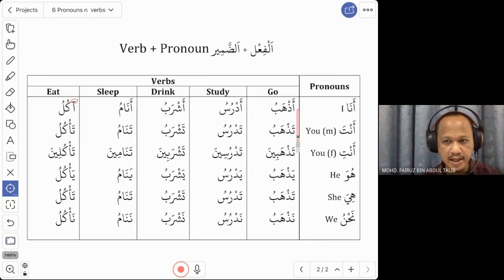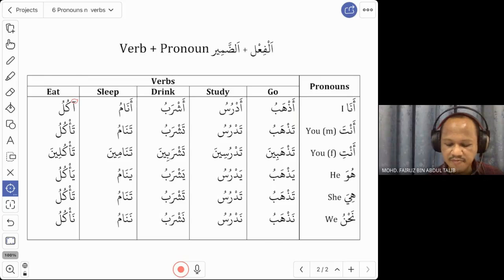How do you know it is I and not he and not she? Because of the a. Do you get that? So the a here has some intrinsic meaning that means I. So, for example, we say azhab ila jami'ah. I go to the university. I go. You don't have to say ana azhab ila jami'ah. But if you say ana azhab, that is also correct. So you have the option.